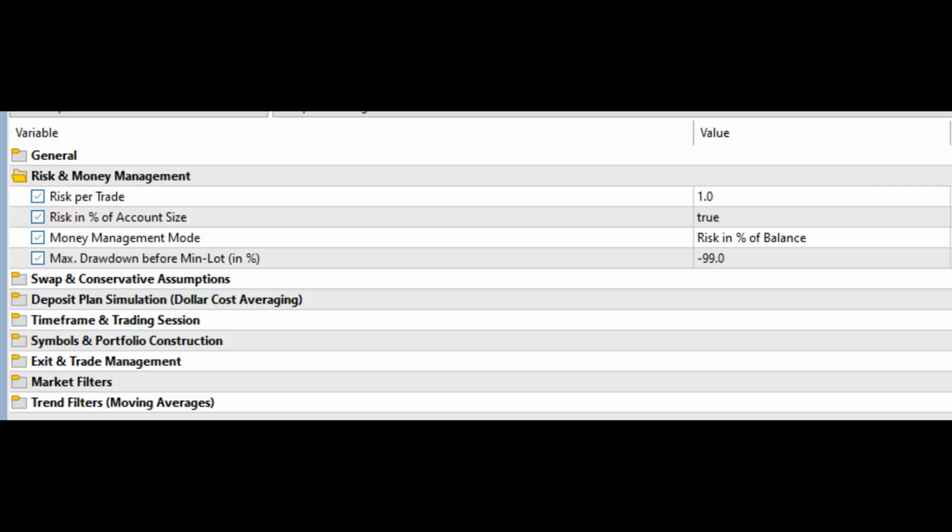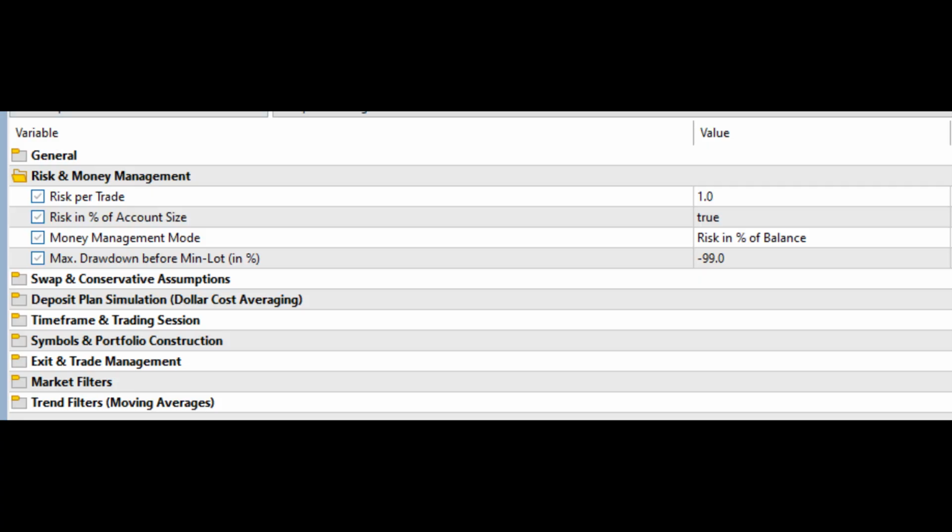The next setting is risk in percent of account size. The default value is set to true. When this flag is true, the risk per trade value is interpreted as a percentage of the account. When it is false, the risk is interpreted as a fixed amount, depending on the chosen money management mode. Using a percentage-based risk makes position size scale naturally with the account and gives the equity curve a compounding shape.